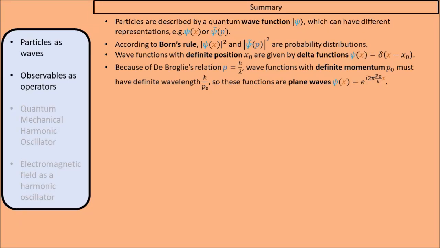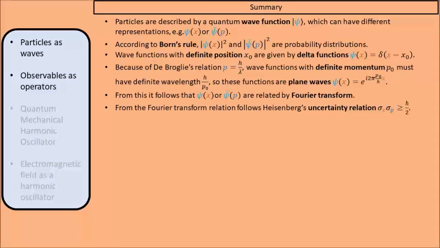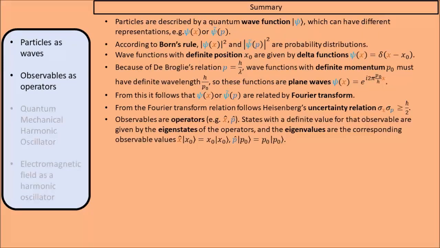From these two observations, it follows that the position and momentum representations of the wave function are related by Fourier transform. Using properties of the Fourier transform, one can derive that an uncertainty relation holds between position and momentum, which is known as Heisenberg's uncertainty principle. Because in general a wave function doesn't have a single unambiguous position or momentum, these observables cannot be described by a single value. Rather, they become operators that can act on a wave function.